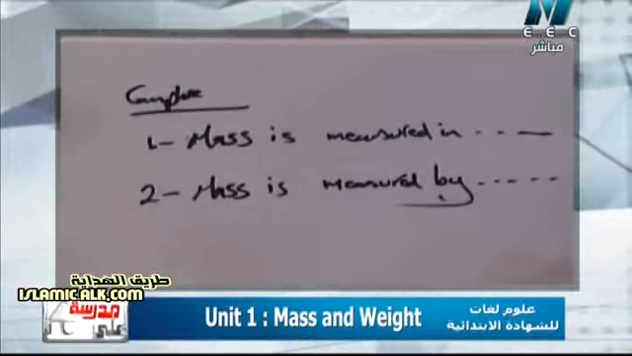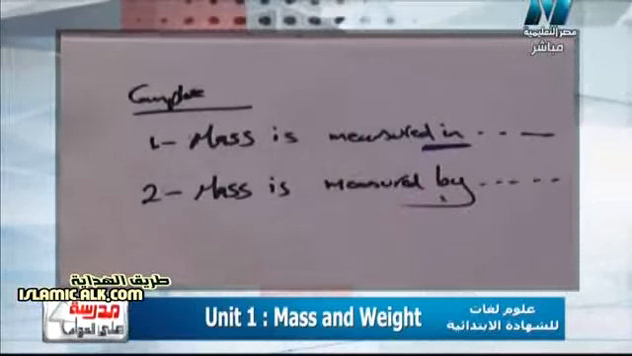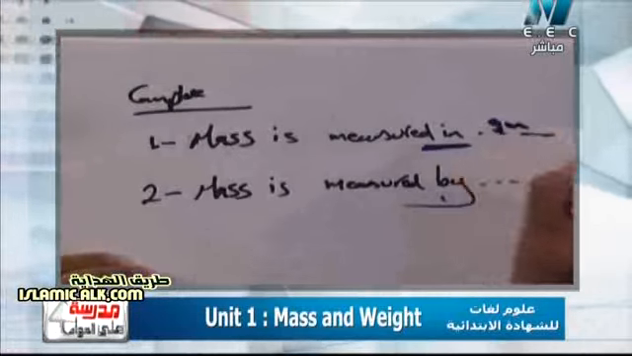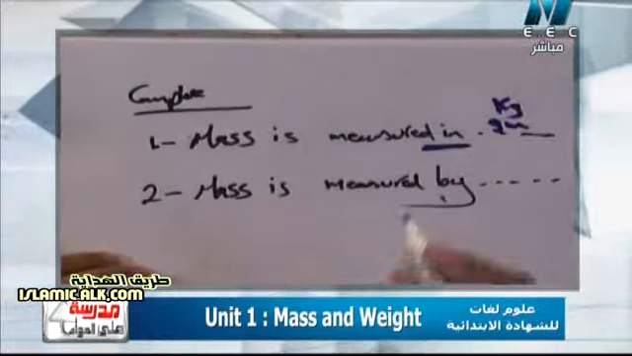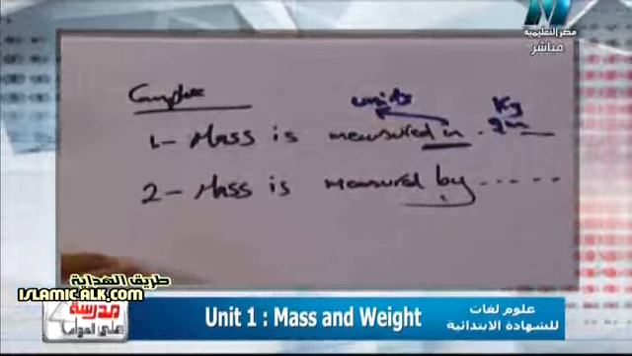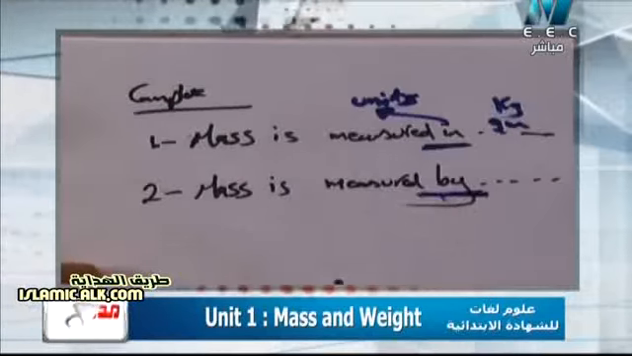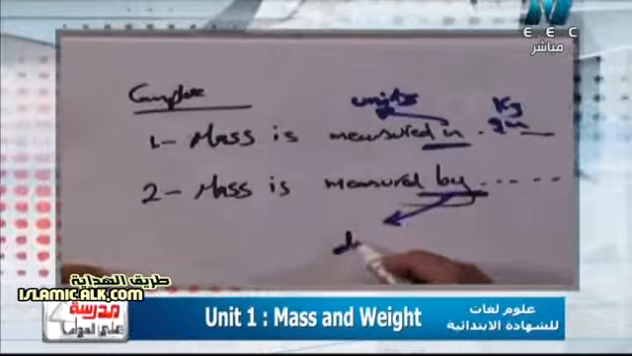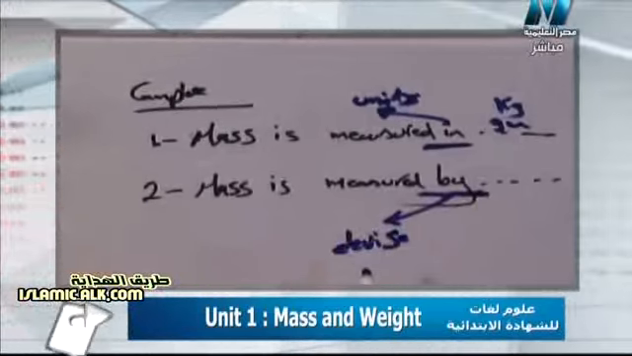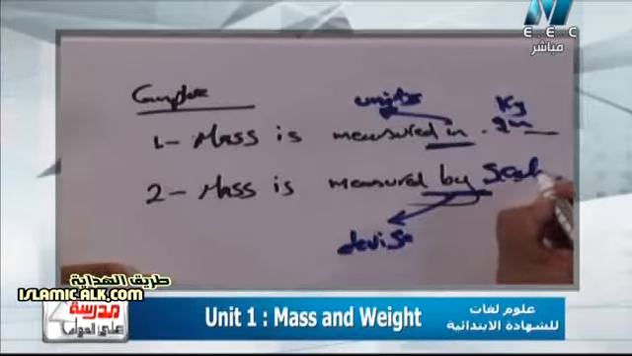So mass is measured in... when I find "measured in", I need the units. So I can say mass is measured in gram, for example, kilogram, and so on. Again, "measured in" needs units. What about "measured by"? "Measured by", I want the device that measures the mass. So here I can say mass is measured by scale or balance.